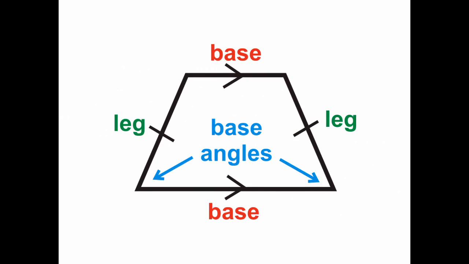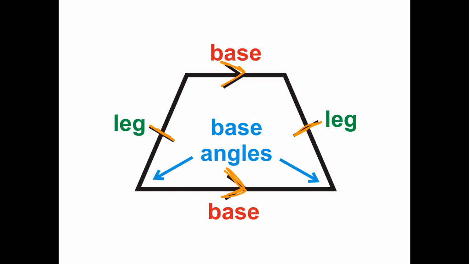So to begin with, we need to talk about trapezoids. Trapezoids have one set of sides that are parallel. These sides are both known as the base. The other sides are known as legs. When you have an isosceles trapezoid, these legs are always congruent.